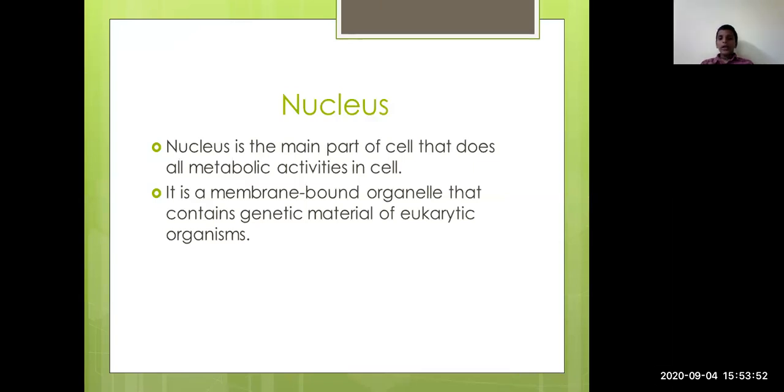Now we will learn about the interior part of the cell. The main part in the cell is the nucleus. The nucleus is the main part which controls all the metabolic activities. It is a membrane bound organelle that contains the genetic material of eukaryotic organisms. It contains endoplasmic reticulum, which is divided into two parts: rough endoplasmic reticulum and smooth endoplasmic reticulum. And it also contains the cell membrane and plasma membrane. The cell membrane contains all the organelles.